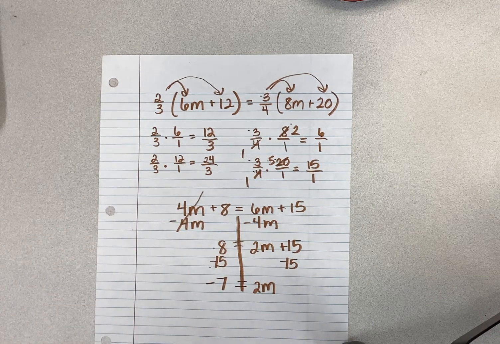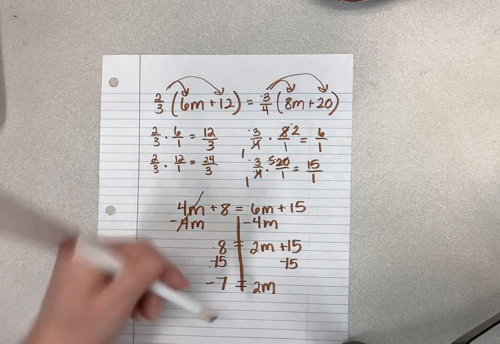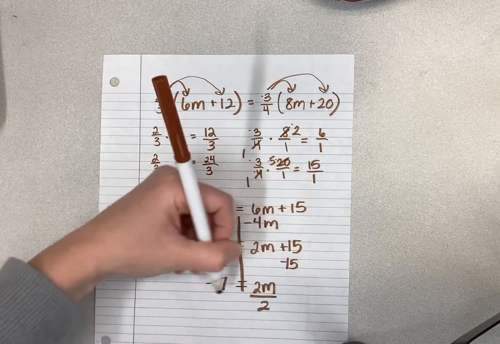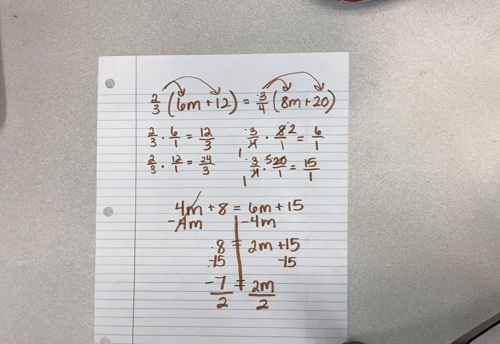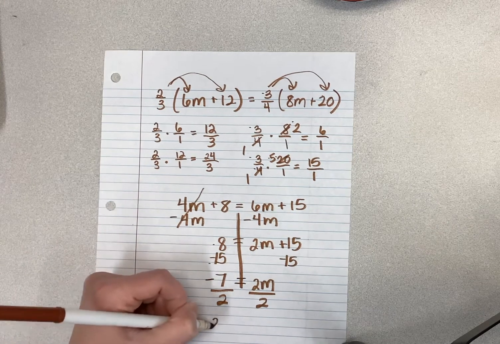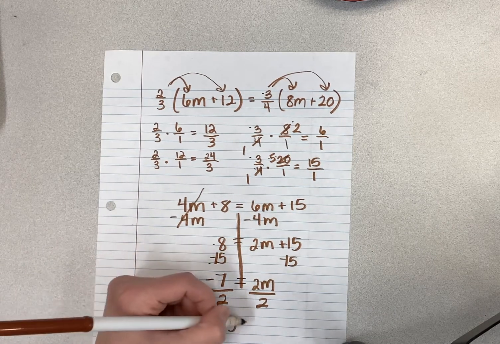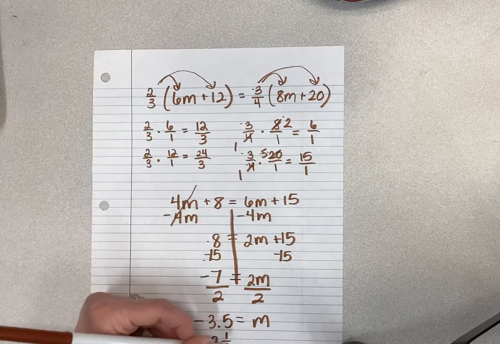From there, we have all of our m's together, all of our constants together. Our very last step is to get m by itself. Since this is 2 times m, the inverse of multiplying by 2 is dividing by 2. And negative 7 divided by 2 does end up being a decimal or a fraction. It would be negative 3.5, and you could write that as a decimal, negative 3.5, or a fraction, negative 7 over 2.